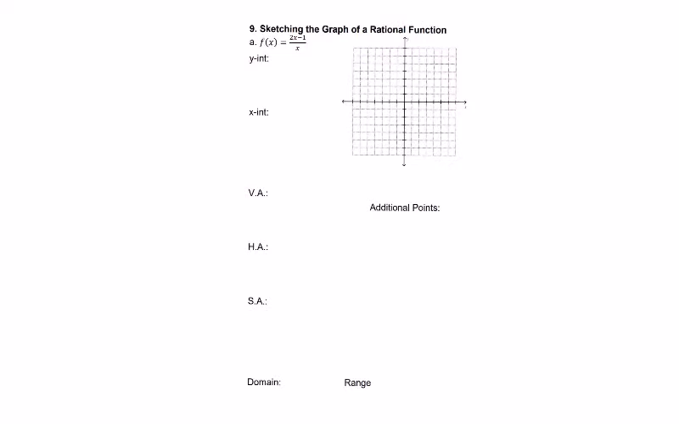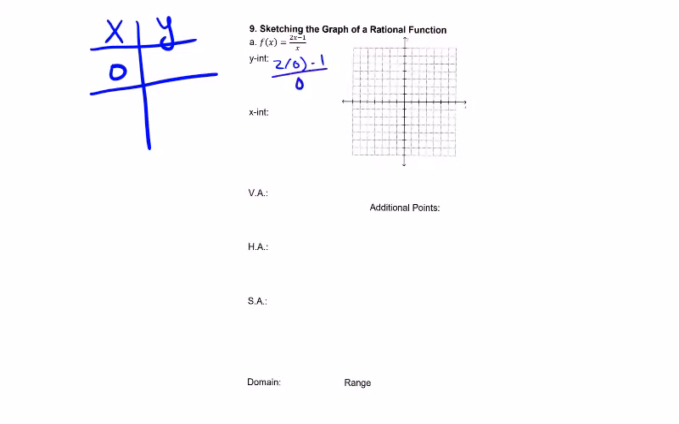So the first one we're going to look at is graphing f of x equals 2x minus 1 over x. So how do we find the y-intercept? I want to remind you really quickly, to find the y-intercept, that means you put in a 0 for x. So if we put 0 in for x, we're going to get 2 times 0 minus 1 over 0. But we can't divide by 0. So what does that mean? That means there is no y-intercept. And that's perfectly fine. So right now I want to write NA because there is no y-intercept.